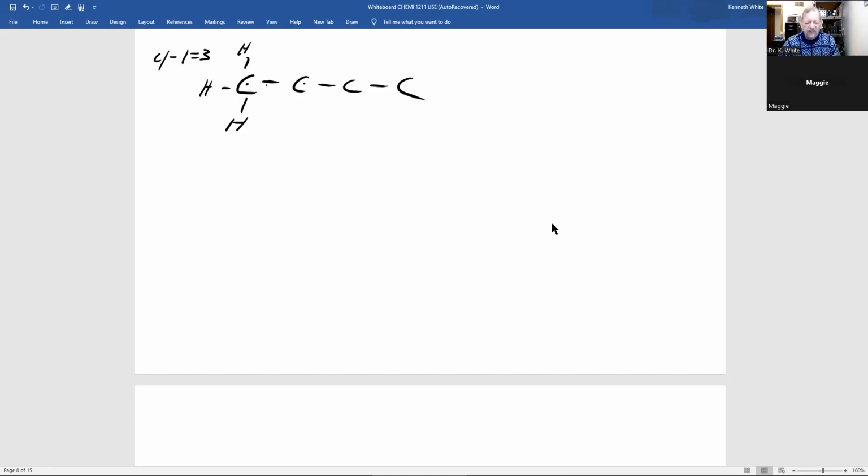We look at the next carbon. There are 2 bonds to carbon, but there should always be 4. 4 minus 2 equals 2. So this carbon will also have 2 hydrogens. Same thing for this one, 4 minus 2. This carbon here has 1 bond. There should always be 4. Therefore, there are going to be 3 hydrogens.